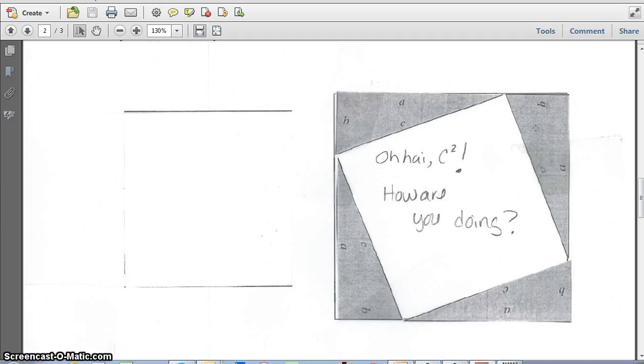Each of these sides of the unshaded square has a measure of C, given by this side length here, C and C. So we can call this C squared. Now, how do we know that each of these is a 90-degree angle?